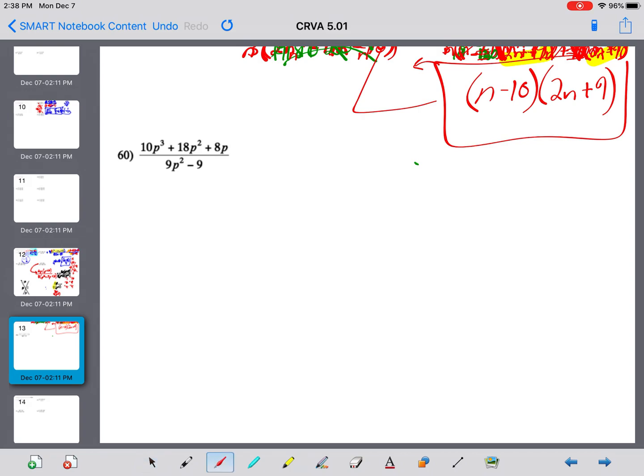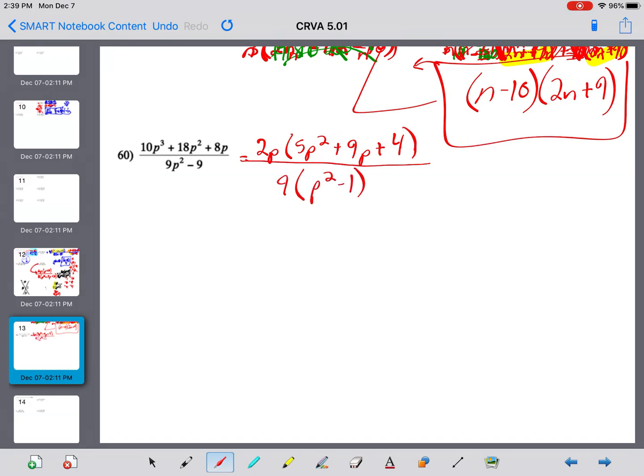Number 60, I can factor a 2 and a p out of the top, which leaves me with 5p squared plus 9p plus 4. Let's double check that I did that really quick. Multiply that back in mentally or physically. Does that work? Is that right? Yes. On the bottom, we can factor out a 9.